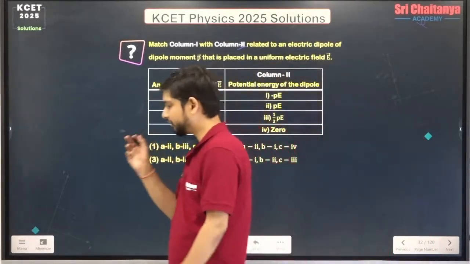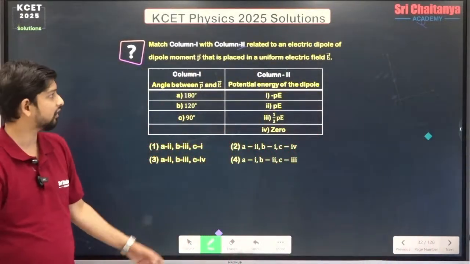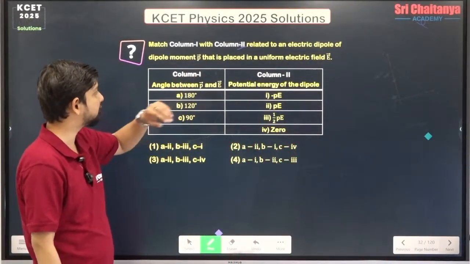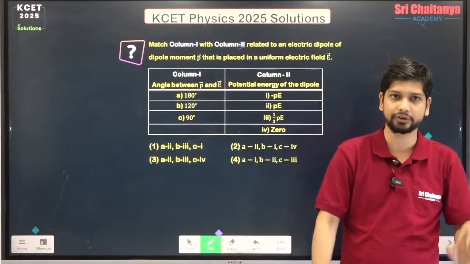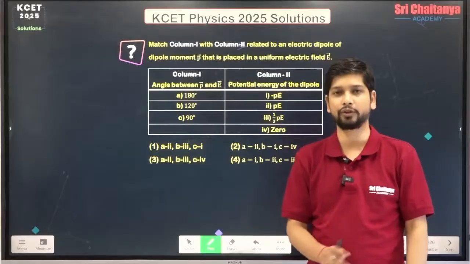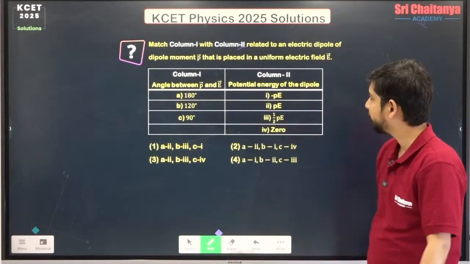Okay, so here again is a class 12 syllabus question. It is given that we have to match the two columns, column 1 and column 2. Read out the question and try to figure it out. It is a very easy question. It is just a formula based question. We just need to understand what the formula is.